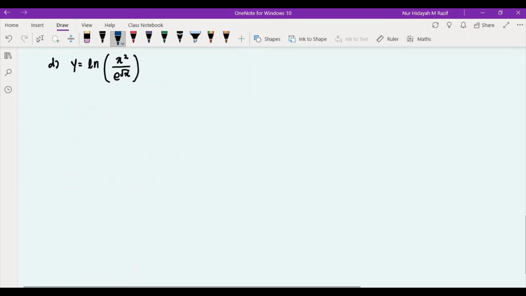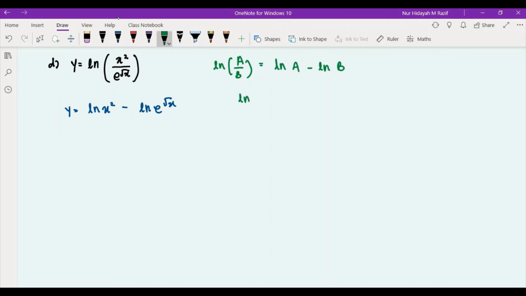As for the last question, again, if you take a look here, you have the question in the form of ln of a over b, and using the laws of logarithm, we can rewrite that as ln a minus ln b. So I can just rewrite the question here as y is equal to ln of x squared minus ln of e power of square root of x. And then we are going to use another law of logarithm, which says ln of a power of m is equal to m ln a. And then I will have here y is actually 2 ln x minus square root of x.